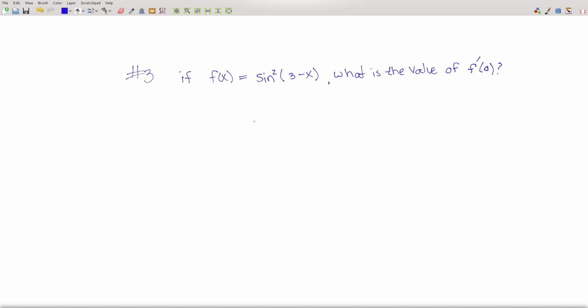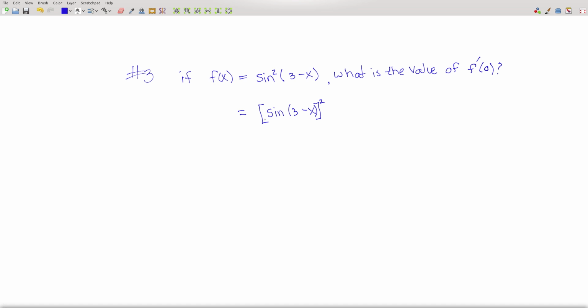Okay, so let's just find the derivative of f of x and then evaluate it at 0. Look at what f of x is. Did you know that the sine squared of 3 minus x is the same as the sine of 3 minus x, squared? That's what it means. So there are really 3 different functions that have been composed to create f.